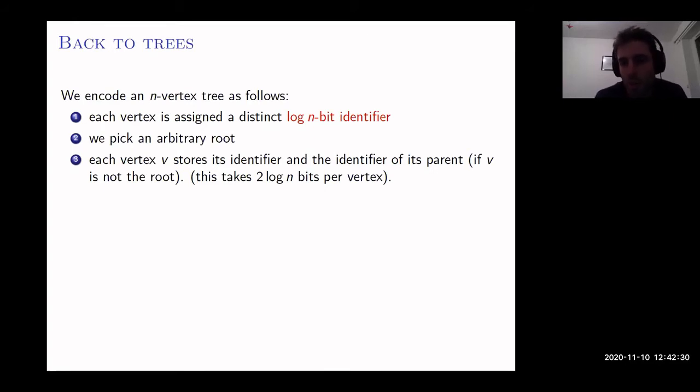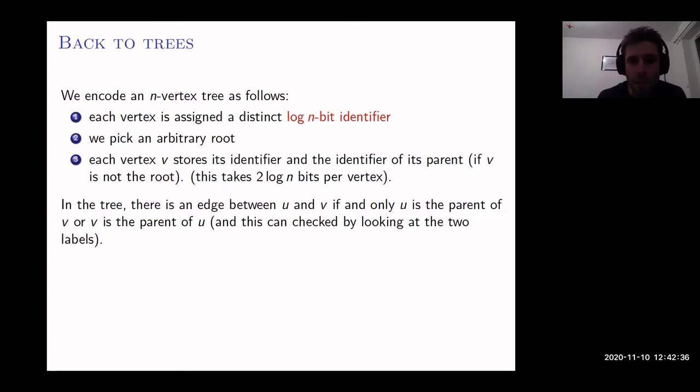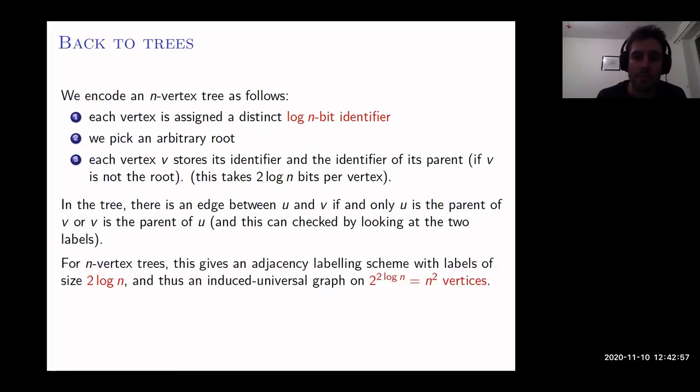So your name takes log n bits, the name of your parent takes log n bits, so it's a total of 2 log n bits. And now it's clear that you can decode the adjacencies, because in the tree, the only way that u and v can be adjacent is if u is the parent of v, or v is the parent of u. And you can read that in the labels. So it's an adjacency labeling scheme with at most 2 log n bits per vertex.